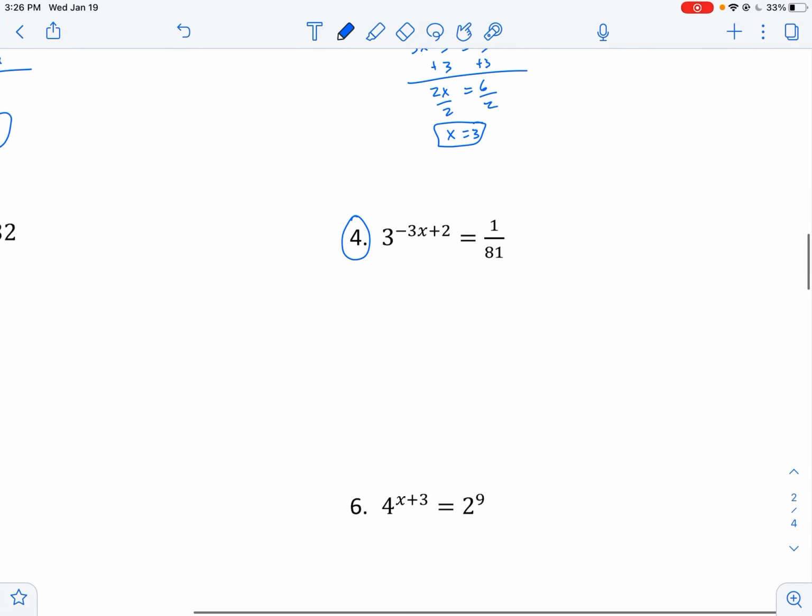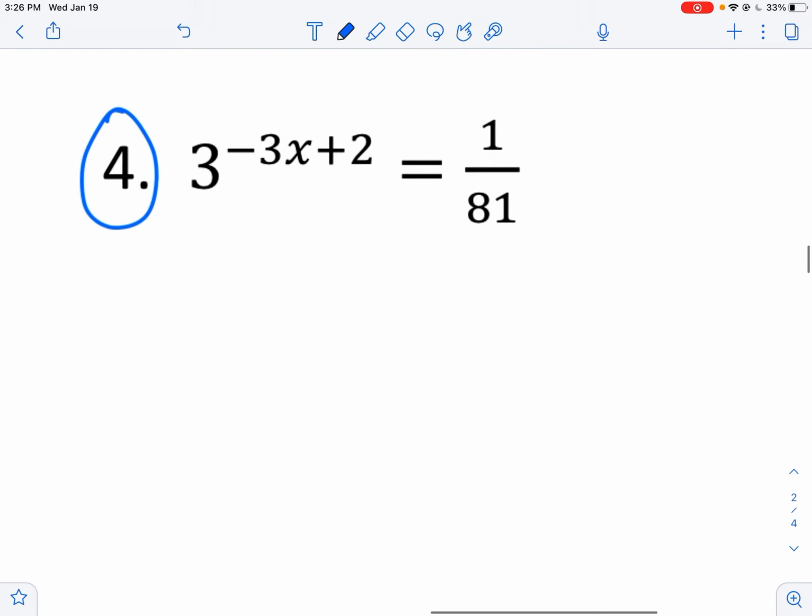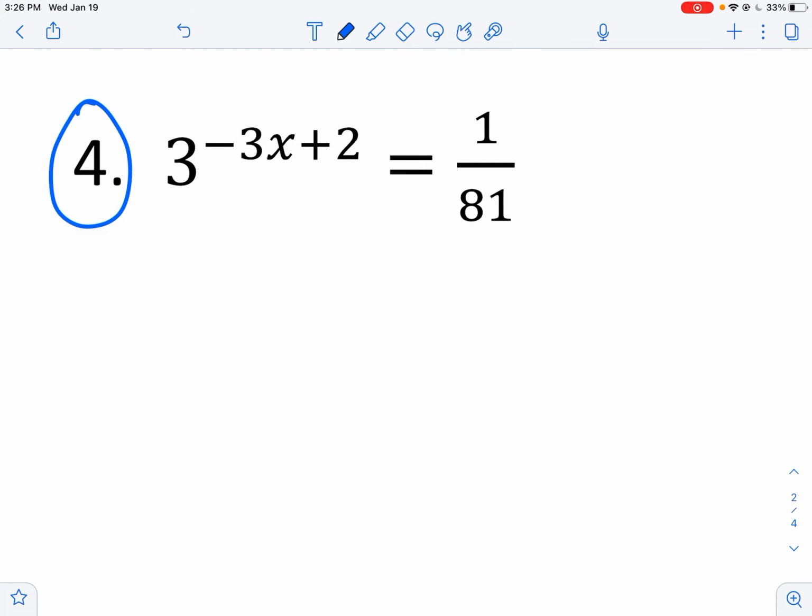All right. Now time for weird ones. Okay, let's go to 4. So 4 has this scary thing. It's called a fraction. Please don't panic over fractions. They're not that big of a deal.